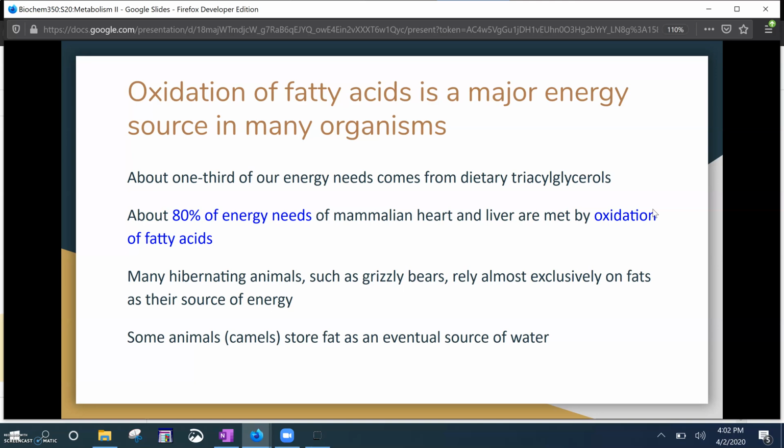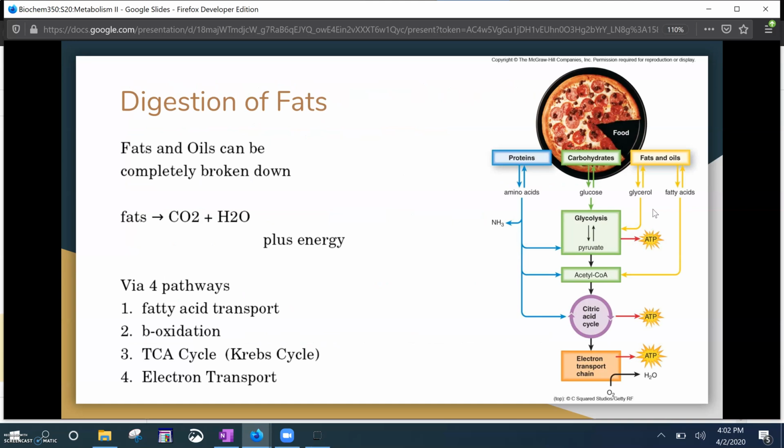And camels, some animals, store fat as an eventual source of water. We're going to look at this at the end, but camels do not store water in their humps. They actually store fat that can be converted into water.